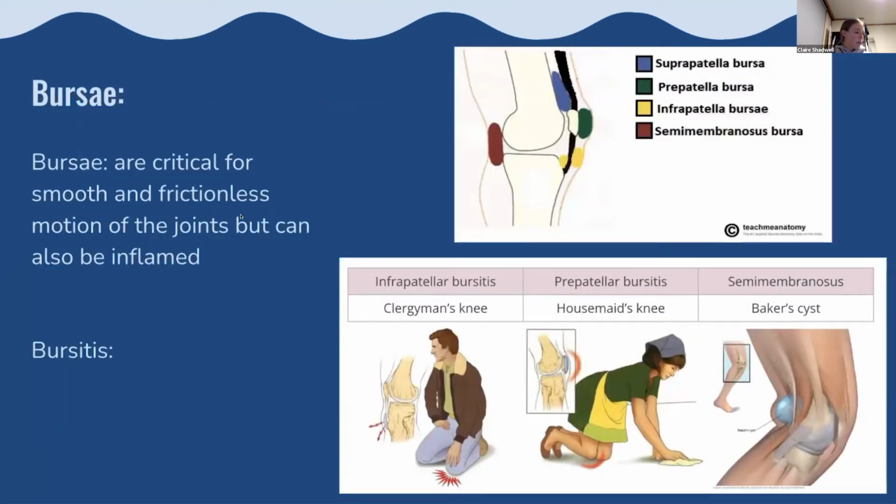And so these are the bursae. Honestly, I can't remember being tested on any of these ones down here. It was just something that we had to know. But obviously the bursae are critical for smooth and frictionless motion of the joints, and they can be inflamed. So bursitis is when the bursa get inflamed.